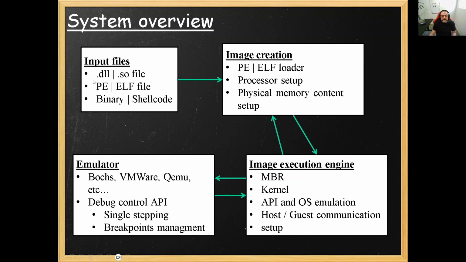If we visualize this system, we start with input files. Either they are structured, for example, PE files, or shellcode. Then the driver program will go through the image creation. This is a disk image creation. This is what we will feed to the emulator. And the image should have enough code to create that environment for the input file to run.